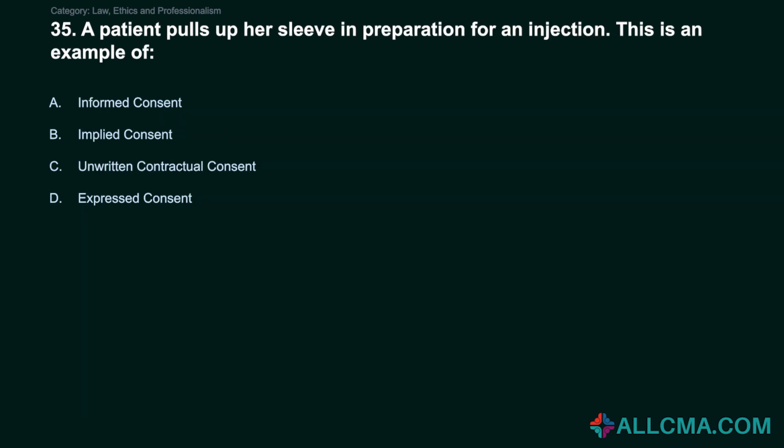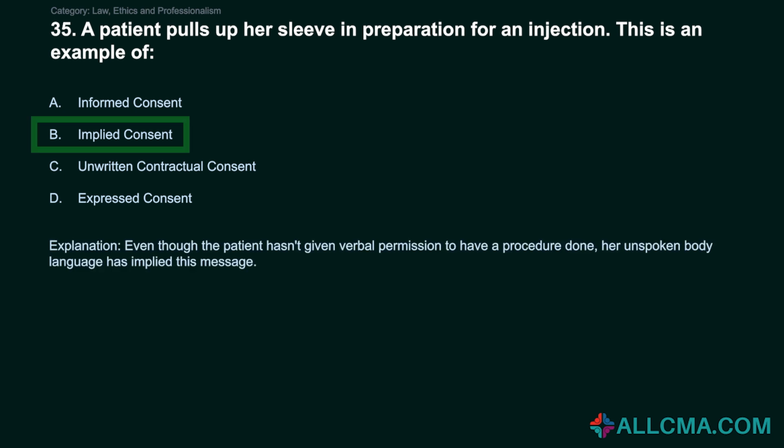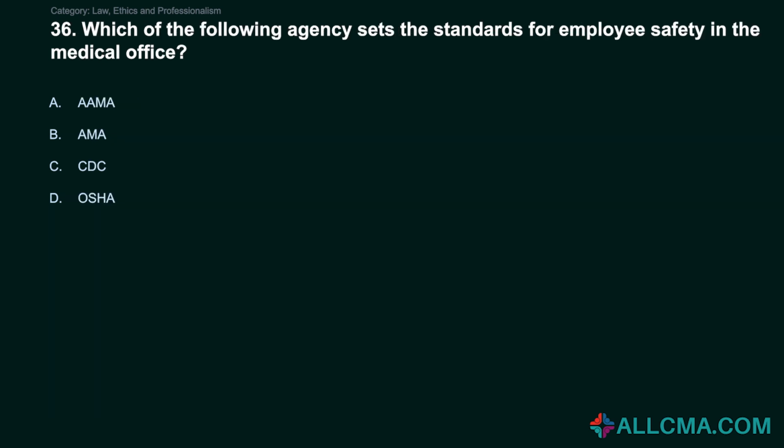35. A patient pulls up her sleeve in preparation for an injection. This is an example of A. Informed consent. B. Implied consent. C. Unwritten contractual consent. D. Expressed consent. Correct answer, B. Implied consent. Even though the patient hasn't given verbal permission to have a procedure done, her unspoken body language has implied this message. 36.